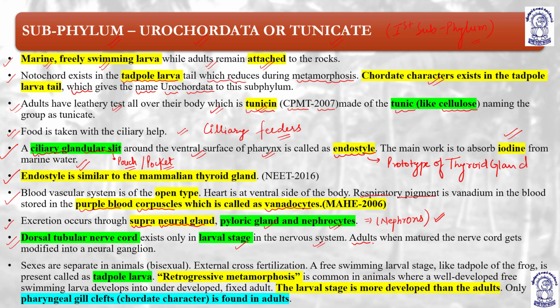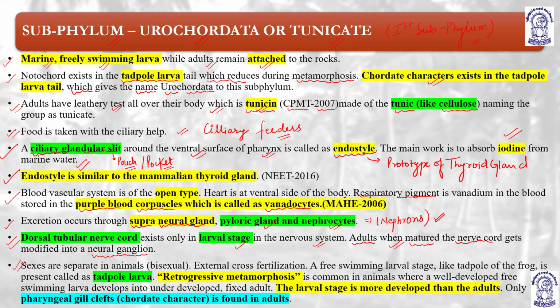Adults, when matured, the nerve cord gets modified into neural ganglion. Okay, so this nerve cord is going to form a neural ganglion, meaning a collection of nerves, in case of adults.